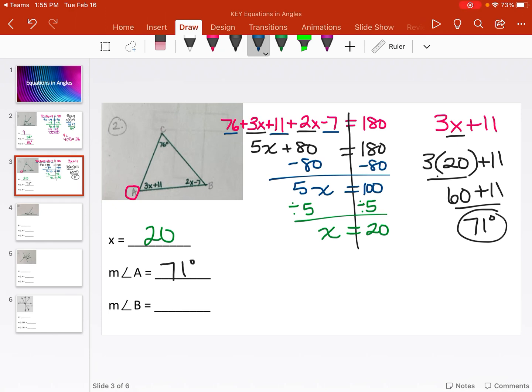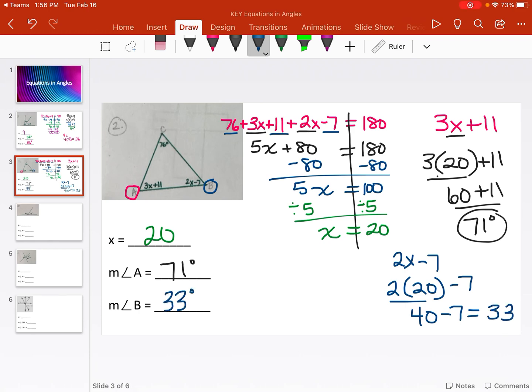And then angle B down here, again, now that I know it's 71 and I know C is 76, I could add those and take it away from 180. I like to be safe and plug it back into the original. So the original equation was 2x minus 7. X we now know is 20, so 2 times 20 minus 7. 2 times 20 is 40, minus 7 is 33. So angle B is 33 degrees. And if I add 33 plus 71 plus 76, that will give me 180 degrees that a triangle creates.